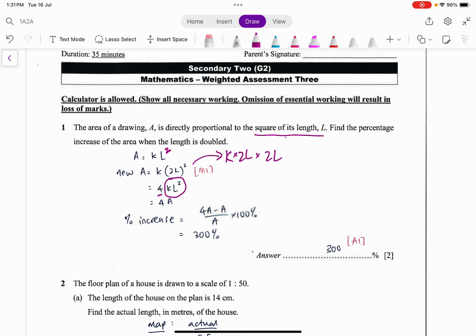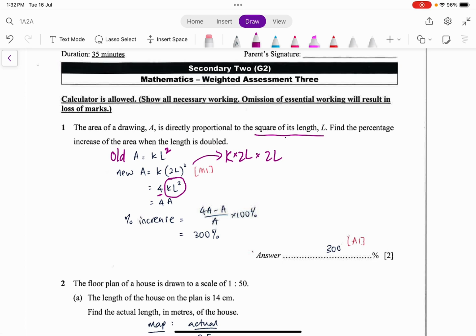Why do I want to purposely put the 4 in front, then KL squared behind? When I do that, what can I see with the first information that we have? This was the old A, right? A was equal to KL squared. So I can replace the KL squared and realize that the new A was 4 times the old one. See, 4A.